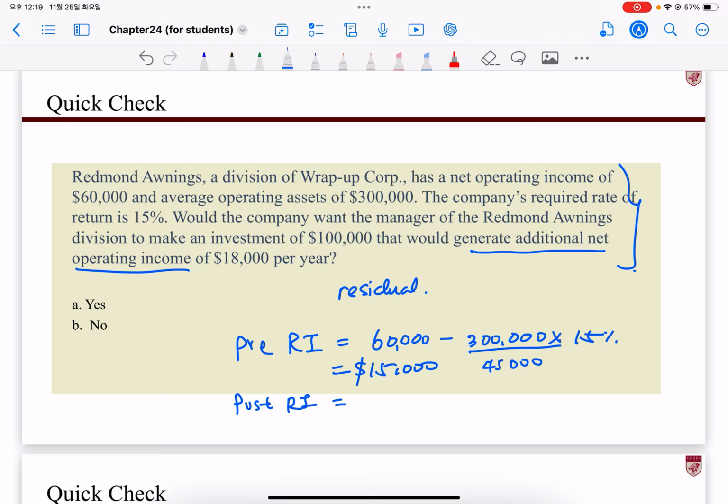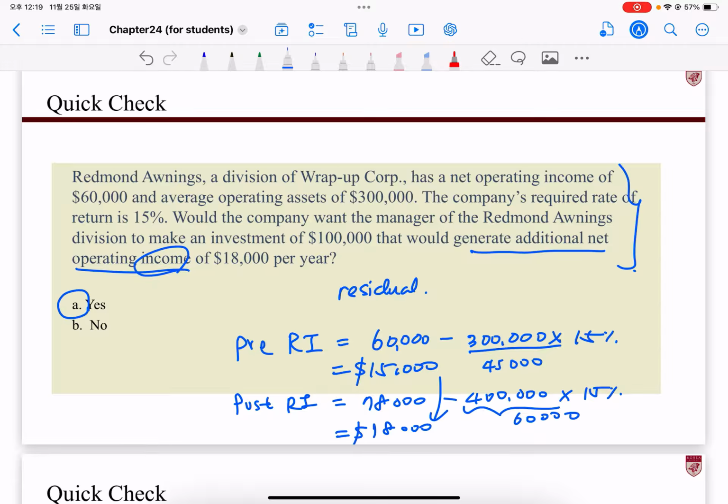Post-RI, how does it differ? So it's going to become 78K minus 400,000 times 15%. This part is going to be 60,000, right? So you can see that it's going to be $18,000. You see a $3,000 net additional income. Therefore, you're going to say yes in terms of dollar amount.